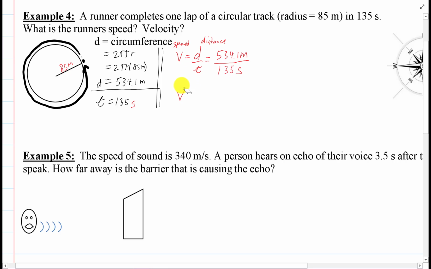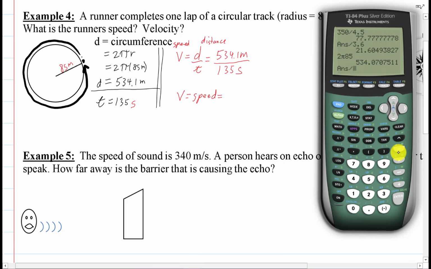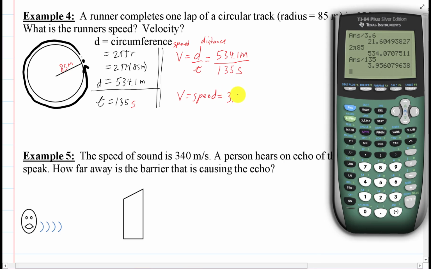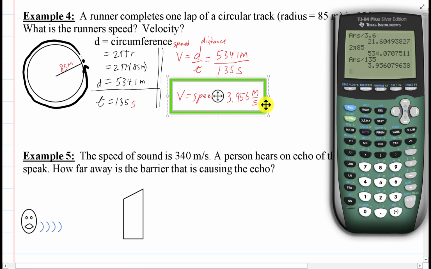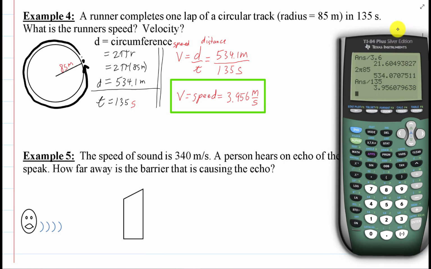Okay, I'll do it this way. Speed, because we have to answer it both ways, is, and Mr. Calculator, that number divided by the time, which is 135, and it's 3.956 meters per second. Okay, and is that right? It sure looks right. Okay, well, let's not do it that way. We'll get the digital rectangle to make it look nicer. Okay, so we box out our answers.